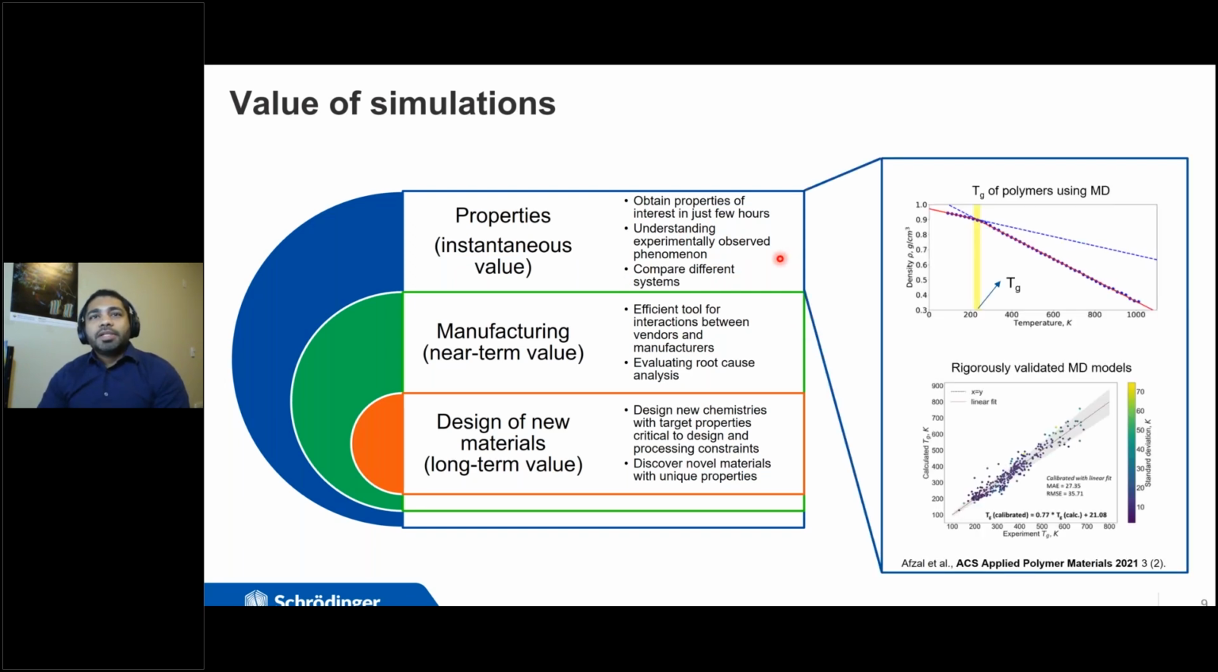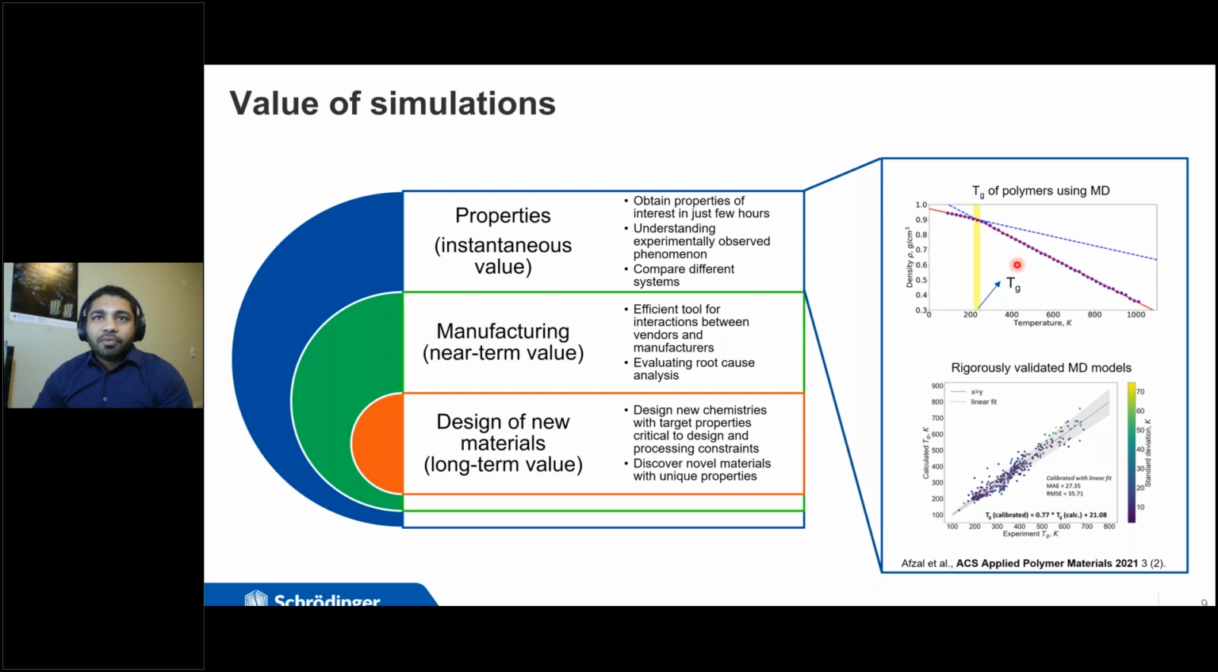What I mean by instantaneous value is we can get the properties of materials or polymers of interest in just a few hours using molecular simulations. For example, here I'm showing a method to calculate the glass transition temperature of polymers using molecular dynamics. Imagine if you have a polymer system that we want to synthesize in the lab and test. Of course, that will require an intense amount of resources and time. So before we even go into the lab, we can test and calculate the glass transition temperature of that particular polymer using molecular dynamics.